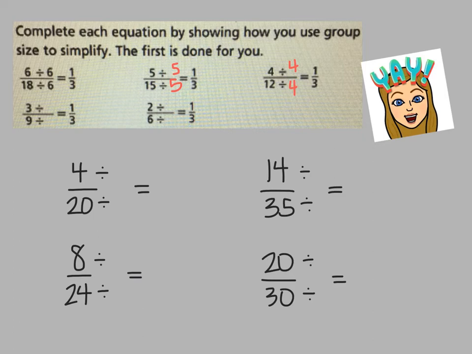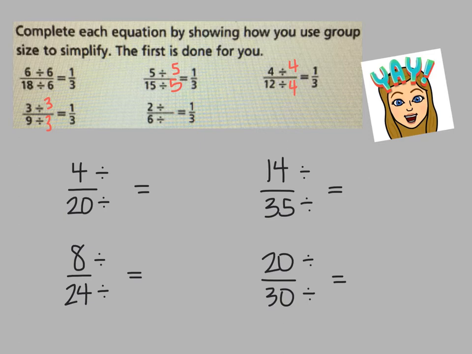The next one, 3/9 is equal to 1/3. So 9 divided by what gives me 3? They would have had to divide by 3, and yes, that works on top as well. 3 divided by 3 equals 1. So the missing factor was 3.